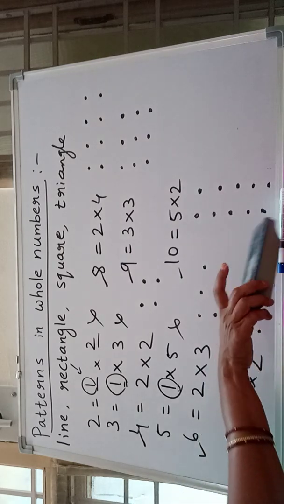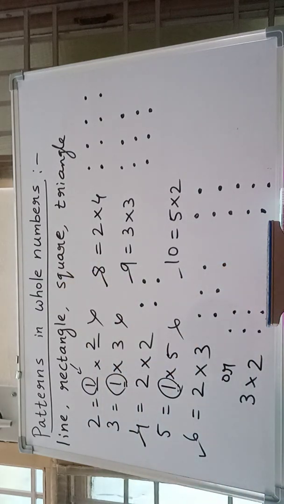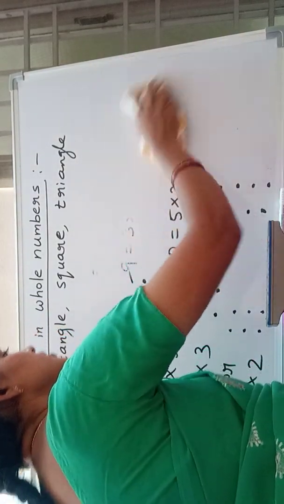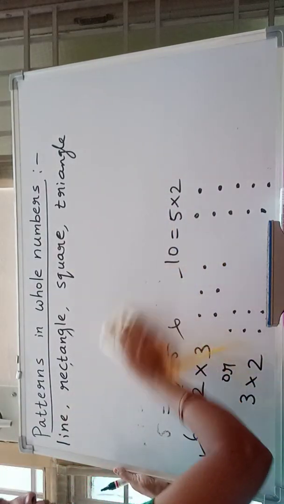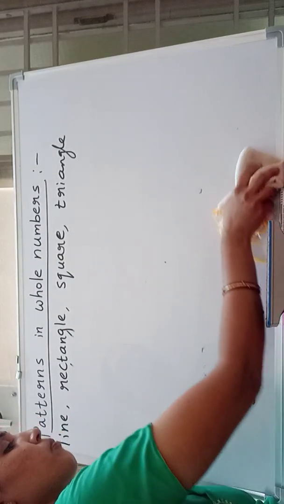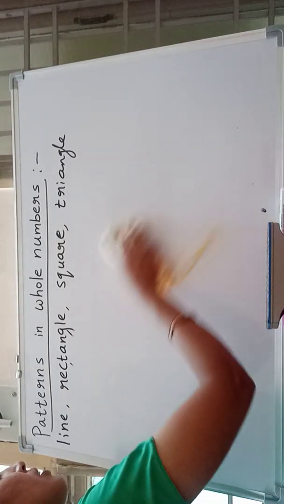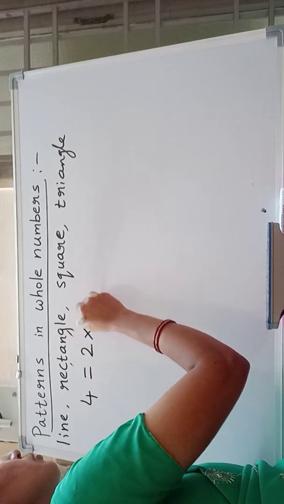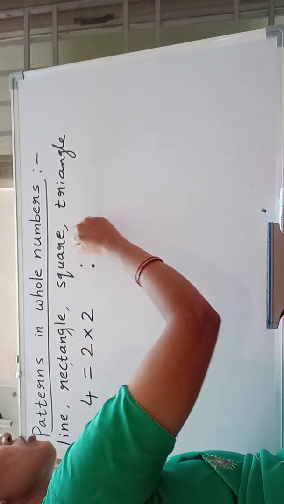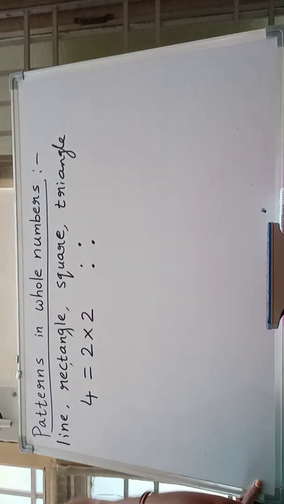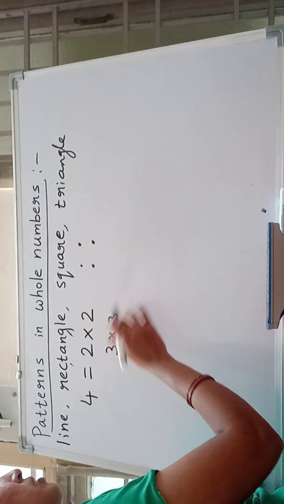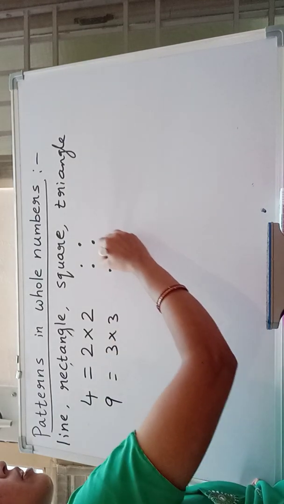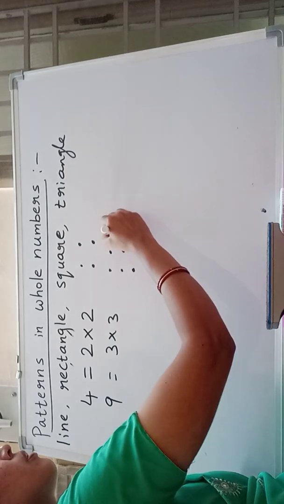Now next we will see which numbers we can express in square shape. If we can write the number as a product of two same numbers, then square shape is possible. For example, if I take 4, I can write it as 2 into 2. That is, with 4 dots square shape is possible. Next example, product of two same numbers: 3, 3 threes are 9. With 9 dots square shape is possible.